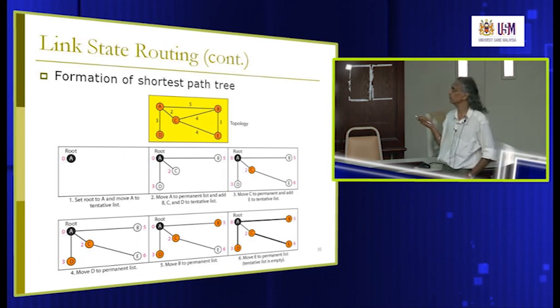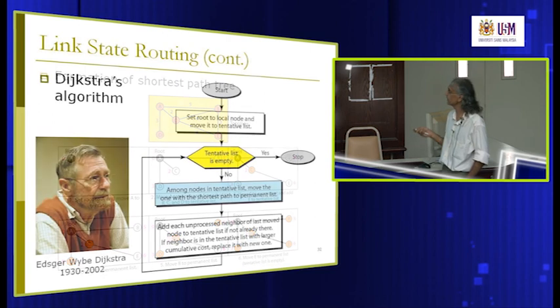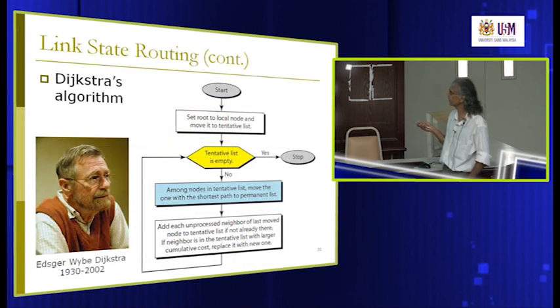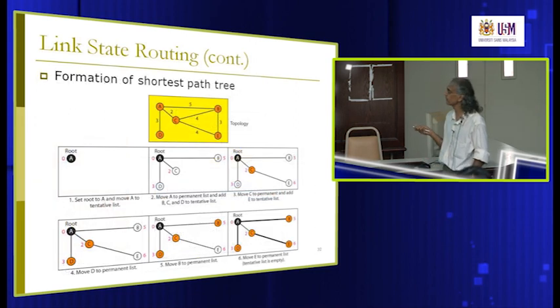So what A has to do, it will create itself. According to the algorithm, it will make a permanent list and a tentative list and all these things. Make this the root node and then find the immediately connected nodes. So it is D, C, and B, right? So this becomes the permanent list and these become the tentative list. And then we record the distances. Now we go one by one, okay?